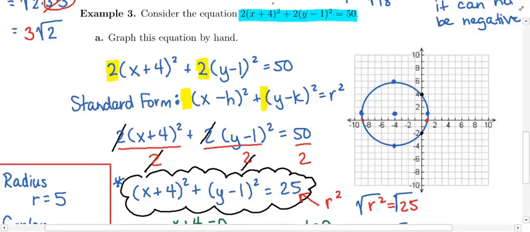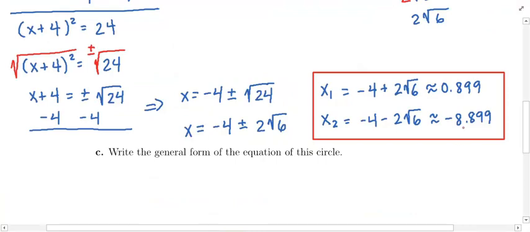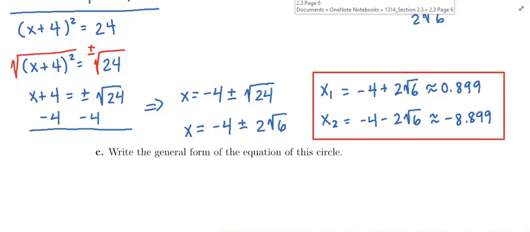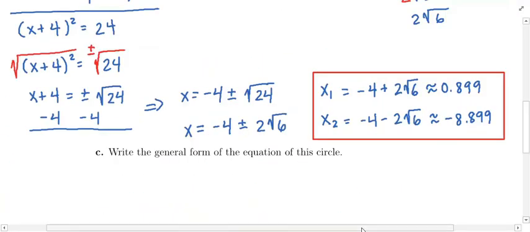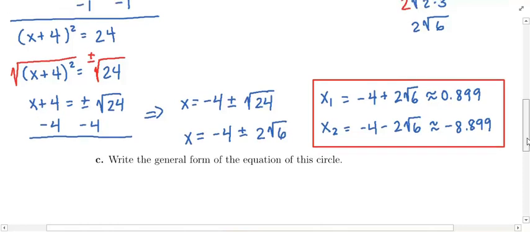The other x-intercept is approximately -8.899, so extremely close to x equals -9. If we go back and look, that's going to be this one. Again, not exactly equal to x equals -9, but very, very close. So that's it for the x-intercepts. Remember, if you needed to write them as ordered pairs, you would write down the x value.